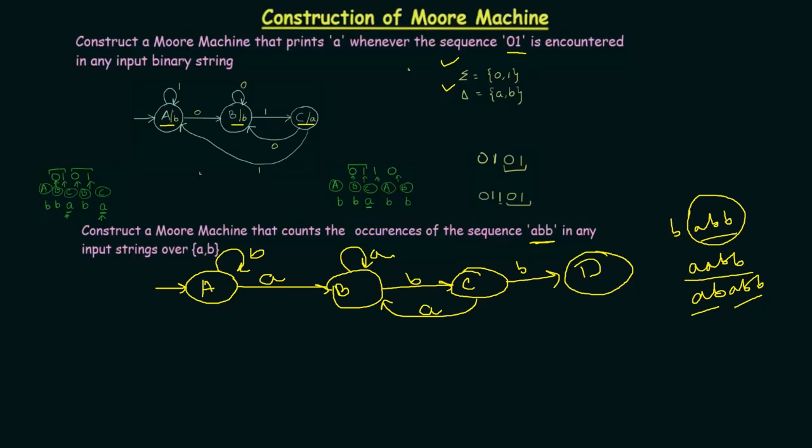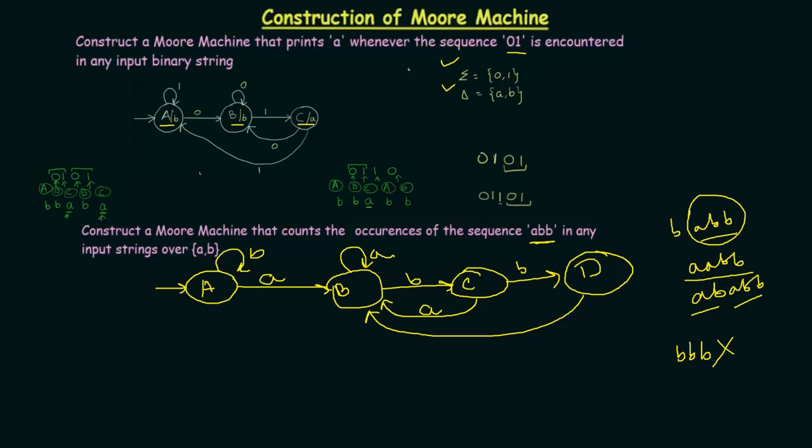Okay, so if I apply B, obviously there are going to be two cases. So if I give a loop back to this particular C state, let's say if I do this, then in that case for triple B it is also going to be accepted. So this is not acceptable for this particular example.